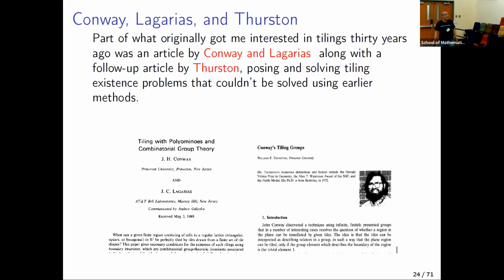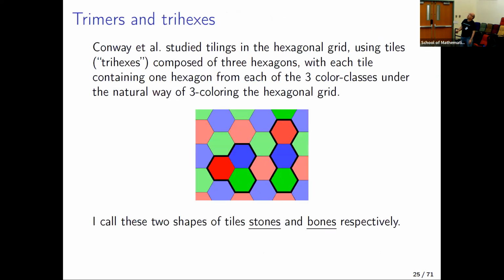So I want to comment on what got me into looking at tilings in the first place a long time ago, which were a couple of articles written around 1990 by John Conway and Conway-Lagarias, and a follow-up article by Bill Thurston, which talked about how you can solve certain kinds of tilability problems, not enumerative problems, but questions of the form, can you tile this shape with tiles of this kind, using combinatorial group theory, if you're Conway-Lagarias, or using combinatorial topology, if you're Bill Thurston. Actually, each of them used both approaches. Slight difference of emphasis, but same basic idea.